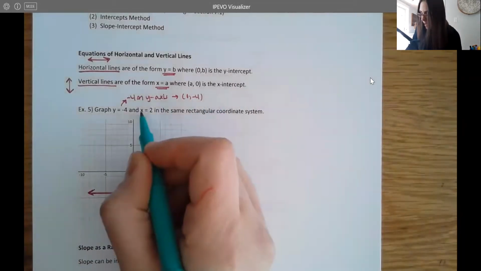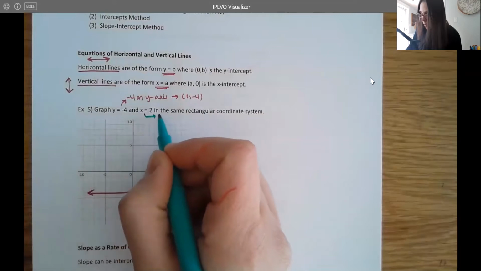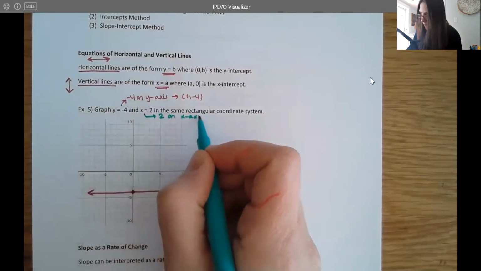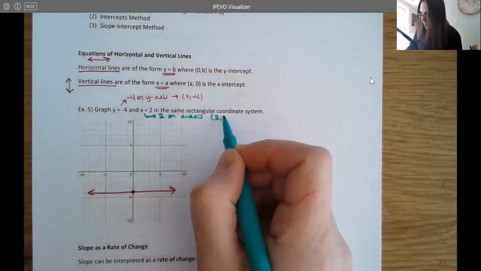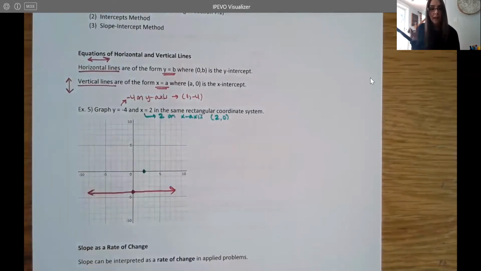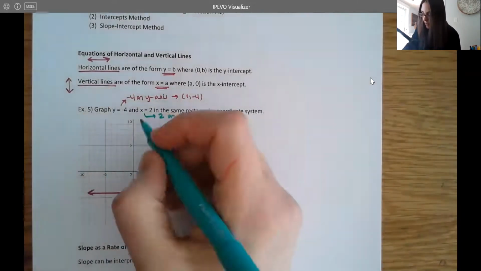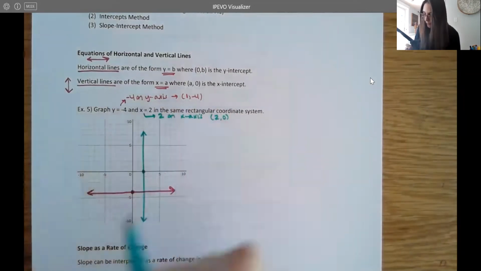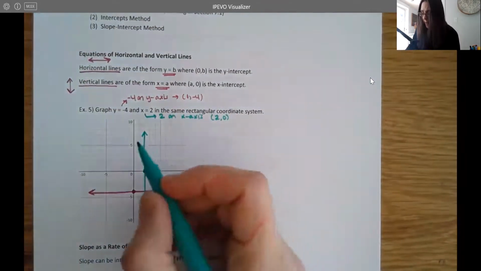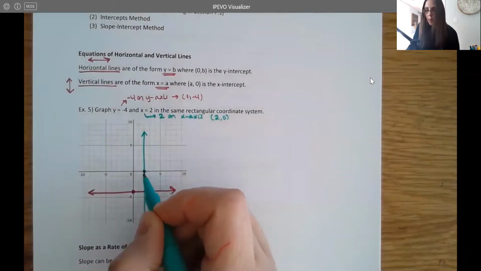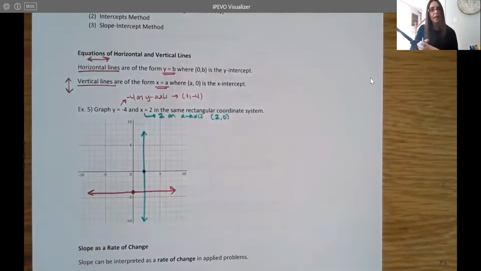For the other one, see how you have x equals? So you're going to plot the 2 on the x-axis, because this is actually your x-intercept, 2, 0. And then your x equals is always a vertical line, so you're just going to graph that straight up and down. And again, in MyMathLab, because you do need at least 2 points to graph in MyMathLab, just pick any other point directly above or below, and that will make that nice line for you.